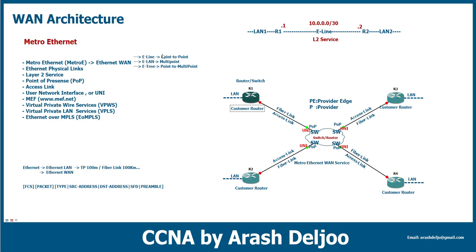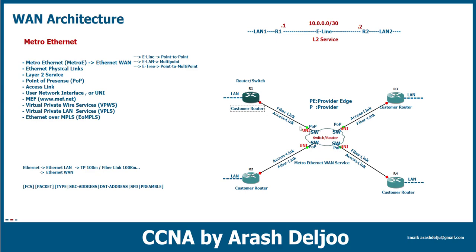This is the Ethernet WAN. We have three types of Metro Ethernet: E-line, E-LAN, E-Tree. E-line means point-to-point Metro Ethernet. E-LAN means multi-point Metro Ethernet. E-Tree means point-to-multipoint. I will explain these three types more. But we know that we are using Ethernet physical links.